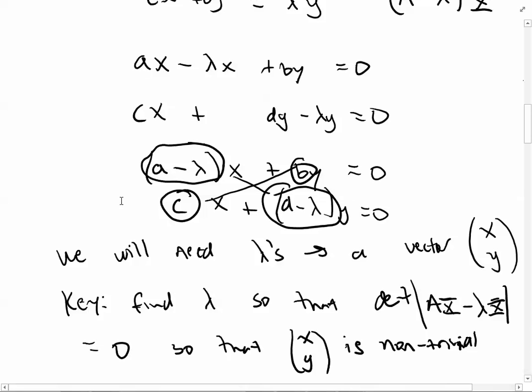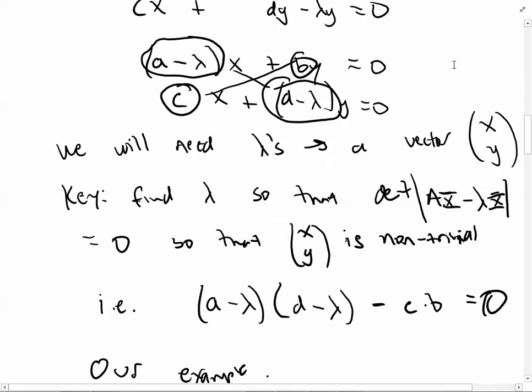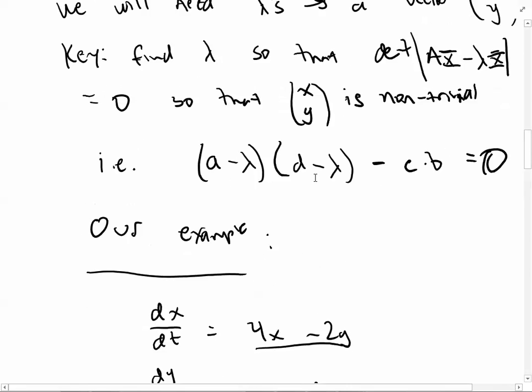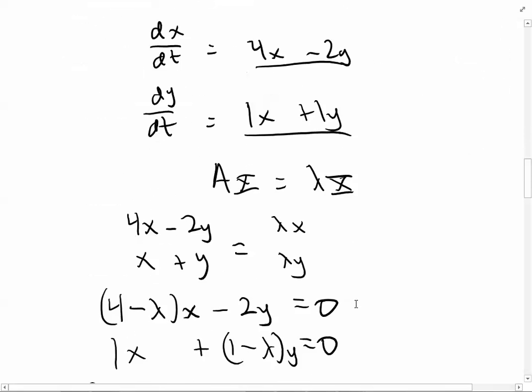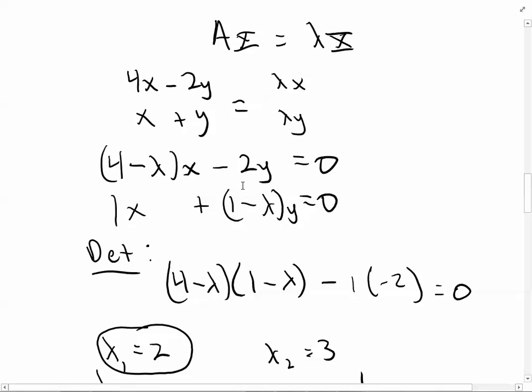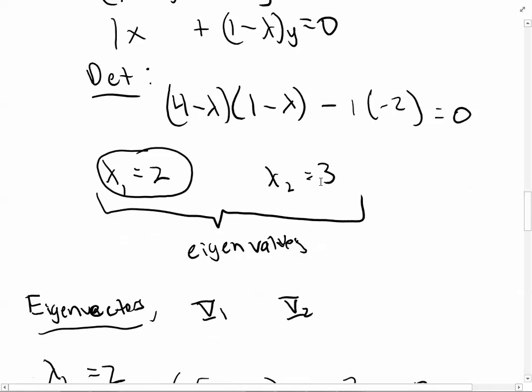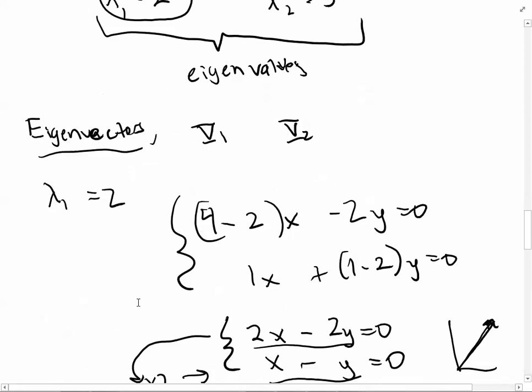Because if the determinant is 0, then you have more than just a trivial solution. This is the determinant, how you would write it out: (a minus lambda)(d minus lambda) minus cb equals 0. And in our example, we just calculated this, 4 minus lambda, -2, 1, 1 minus lambda, solved the determinant, ensured that it was 0 by finding the correct lambda 1, lambda 2. And then for each lambda, we plugged it back in to figure out what the associated eigenvector was. The eigenvector, again, just told us the direction in which that vector had to point.